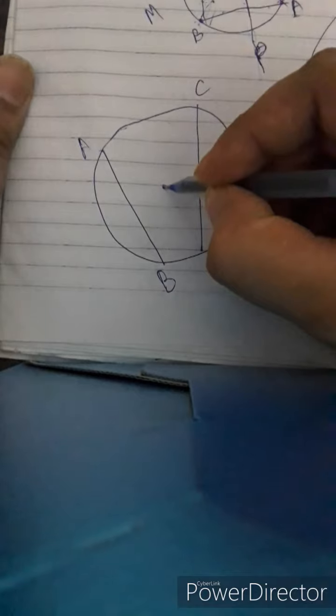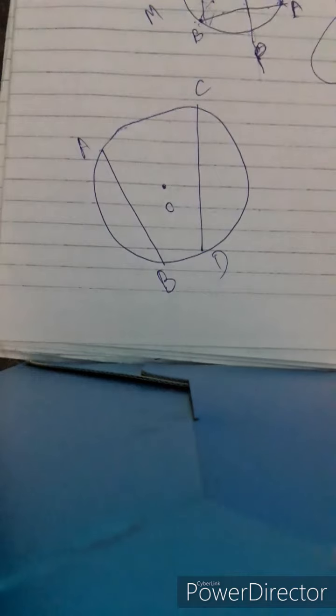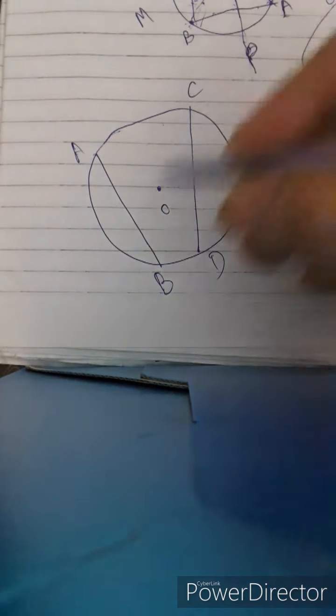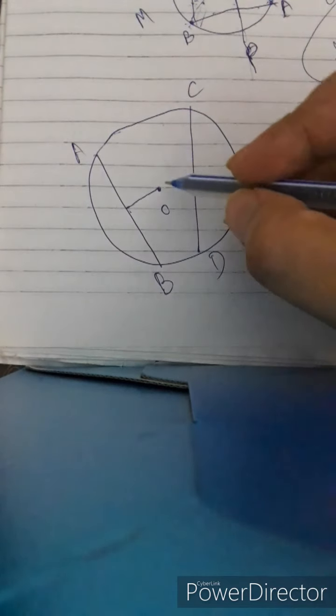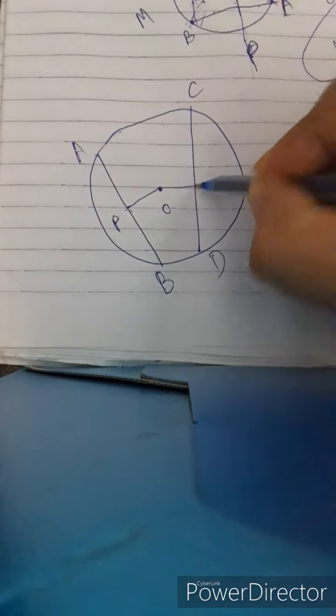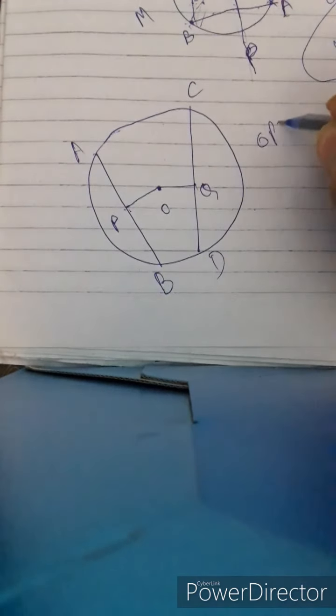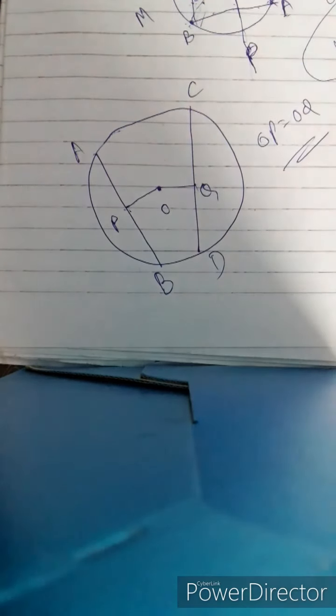So AB and CD are equal chords of the circle. O is the center. So we have to prove that equal chords of the circle are equidistant from the center. If a line from O meets AB at P, and a line from O meets CD at Q, then we have to prove OP equals OQ.